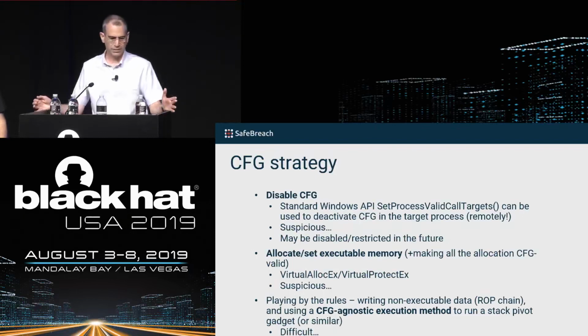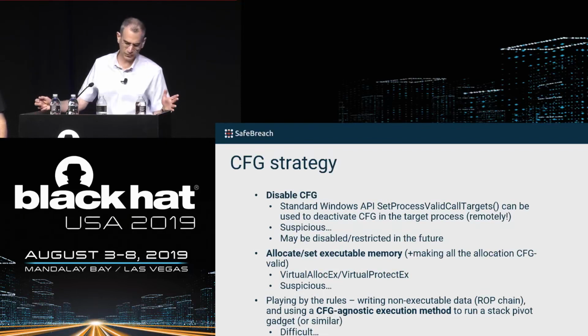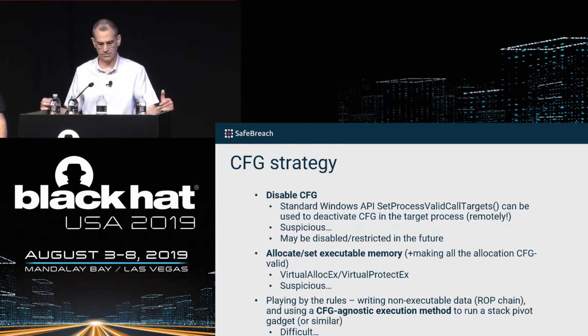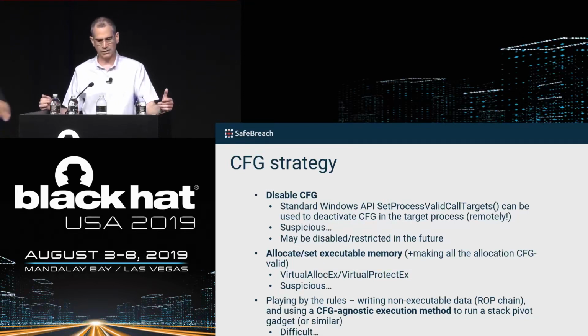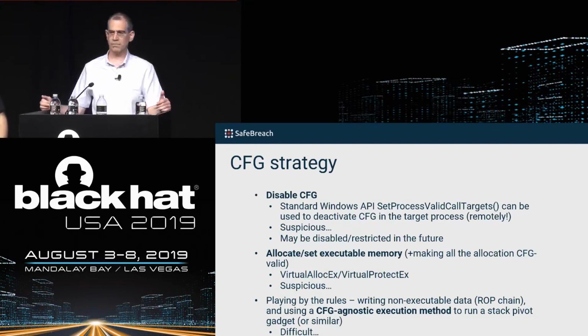With respect to CFG, what we discovered is that there are 3 strategies for handling CFG. Either the attacker, the malware, disables CFG in the target process, which is possible through a standard Windows API, SetProcessValidCallTargets. However, if you think about it, this invocation is in itself quite suspicious for one process to inflict on another. And also, it may be disabled or restricted in the future by Microsoft because it may be too potent.